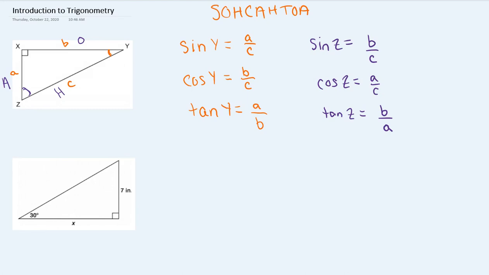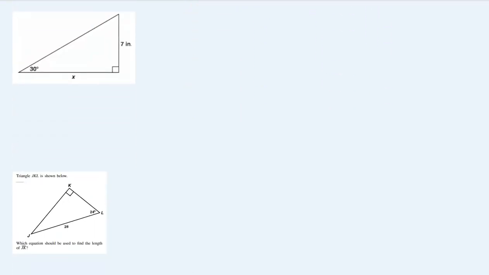Now, if we actually want to apply it and solve using sine, cosine, and tangent, let's look at our first example here. We're given angle 30. We're given side 7, which is opposite of angle 30. And then we're trying to find side X, which is adjacent to 30. So in this case, that would be opposite over adjacent. If we use our SOHCAHTOA setup, opposite over adjacent is tangent. So I'm going to say tangent of the angle, which is 30 degrees, equals opposite, 7, divided by adjacent, X.